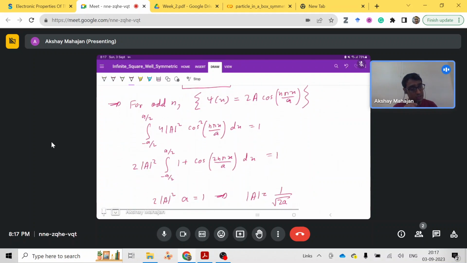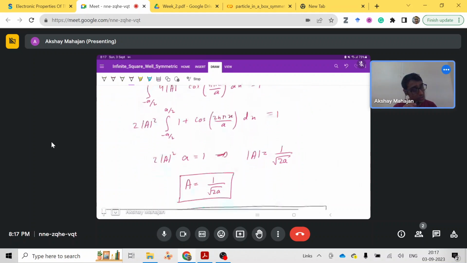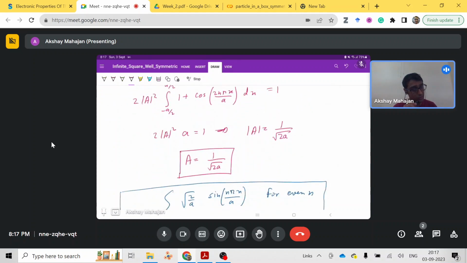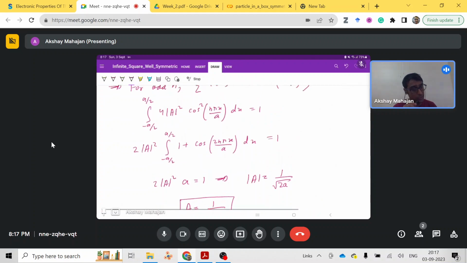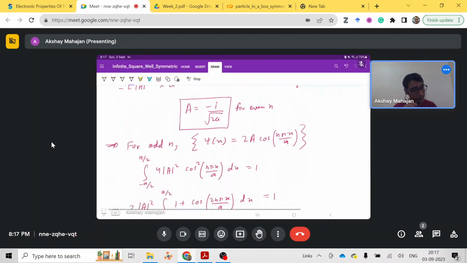Then we will again do the same normalization for odd n, and we will again get mod A equals 1 by under root 2 by a. So we will use A equals 1 by under root of 2 by a. We get mod of A square equals 1 by 2a.